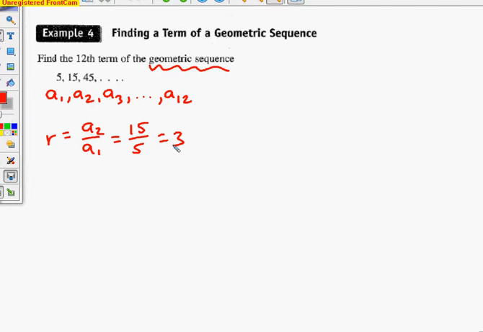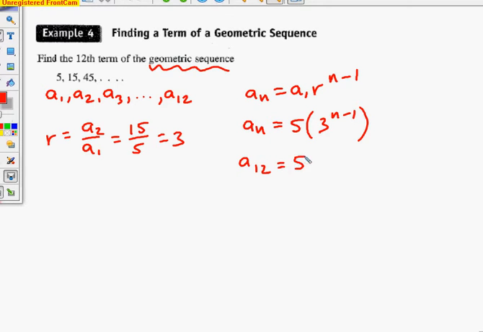which is 3. So now my formula, and I'll do it right here: a sub n equals a sub 1 times r to the n minus 1. A sub n equals, my a sub 1 is 5, times 3 to the n minus 1. And again, 3 in parentheses, 3 with the exponent in parentheses, is an okay number to work with. So I want the 12th term. A sub 12 is 5 times 3 to the 12 minus 1. That exponent is 11. 5 times 3 to the 11th.